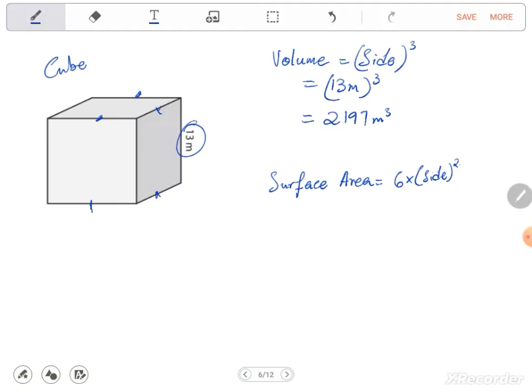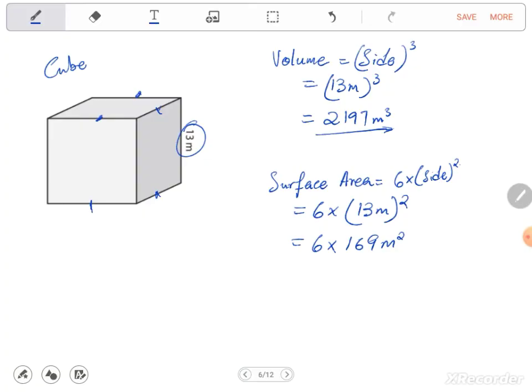So yes, it is 2,197 cubed. Now for surface area, we are saying surface area will be 6 times side squared. In this case, the side is 13 meters, and we square that. So 13 squared is 169 meters squared.